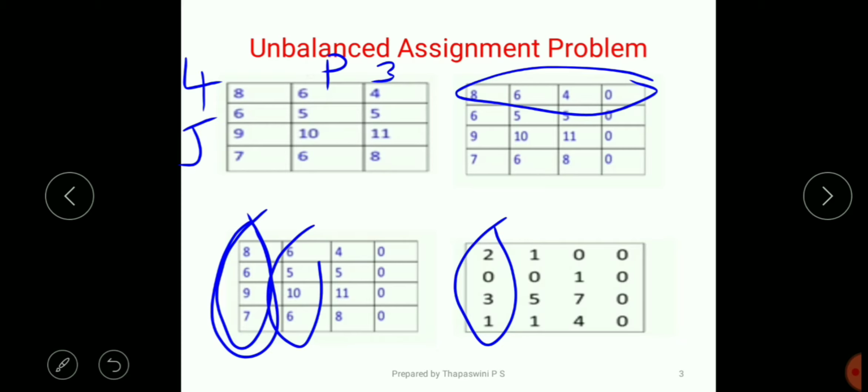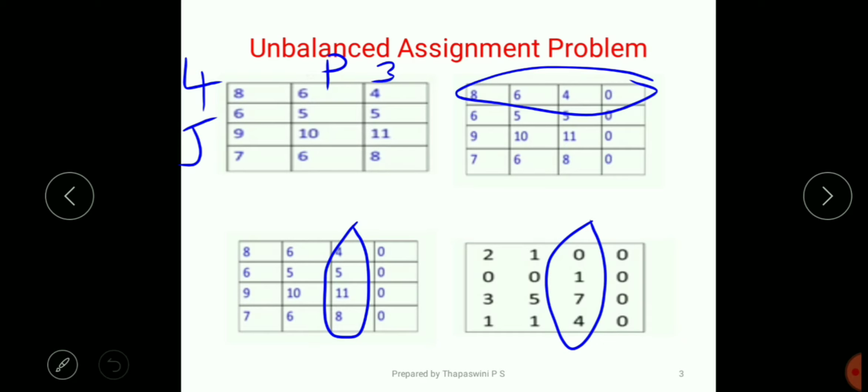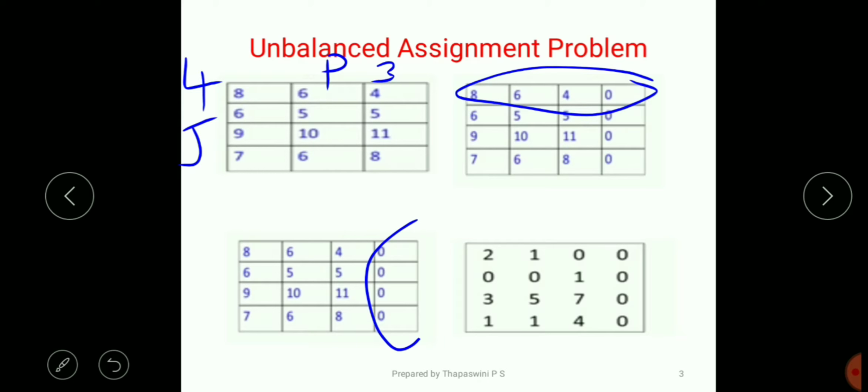Next, if you consider the second column, the minimum element is 5 here. Subtracting 5 from all the elements of the second column, we get 1 0 5 1. Next, consider the third column. The minimum element is 4. Subtracting 4 from all the elements of the third column, we get 0 1 7 4. And in the last column the minimum element is 0, so after doing the column minimum we get 0 0 0 0 as the values in the fourth column.